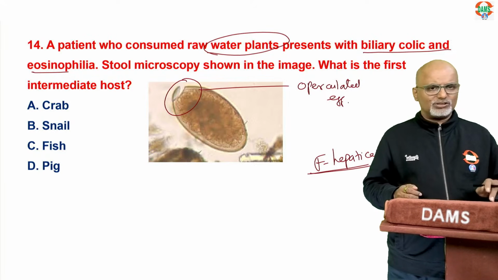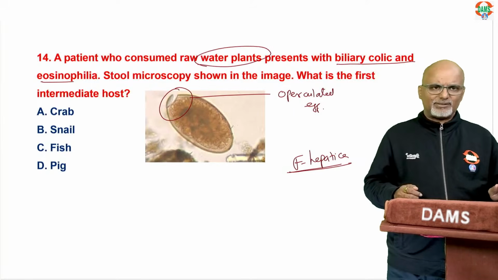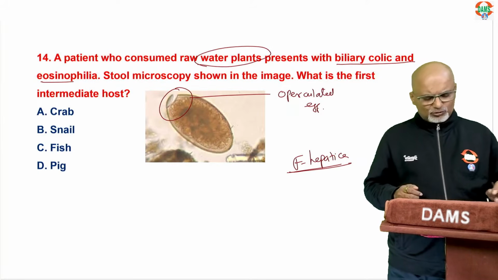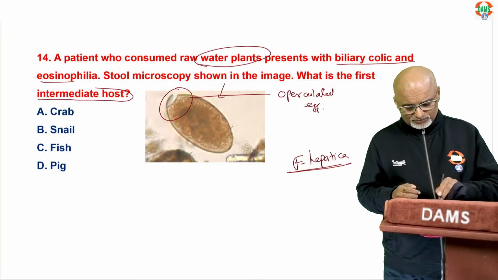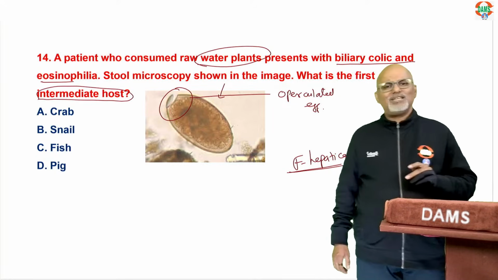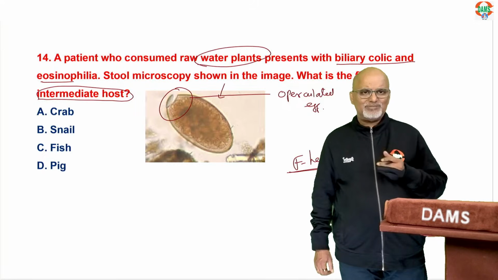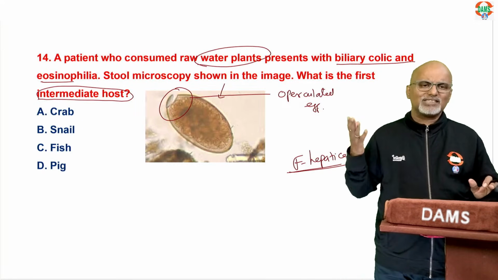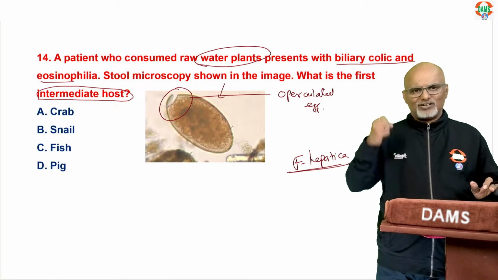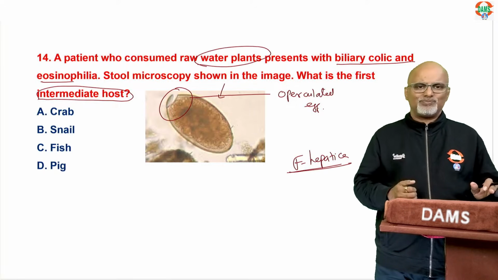Second intermediate host is Fasciola hepatica, plant, aquatic plant. Stool microscopy given in the image. What is the first intermediate host? Sometimes my kids forget Fasciola hepatica. They may think Clonorchis sinensis, biliary tract. They forgot about the intermediate hosts.